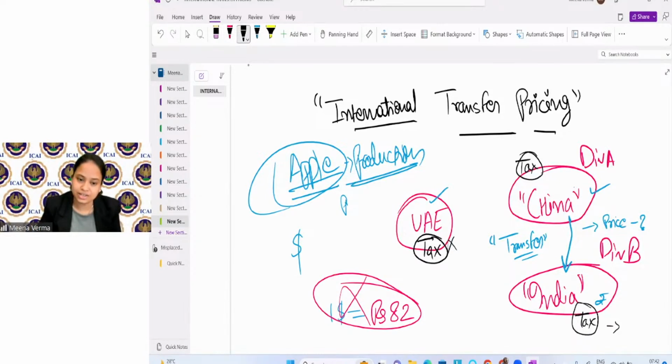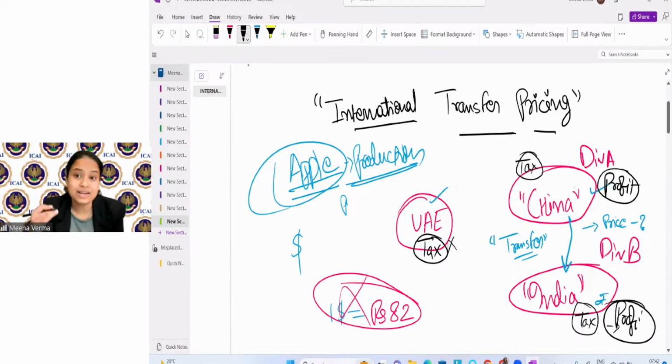People in different countries have different currencies and different tax rates. Now the question comes here: they have different tax rates, different currencies, and obviously every division wants to earn some profit. On the basis of profit, they will get the appraisals and all. Every division wants to earn some profit. Under such a scenario, how difficult it is to decide the transfer price. How difficult, no? You can imagine.